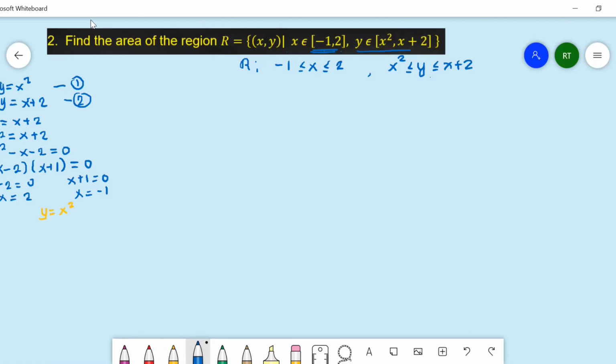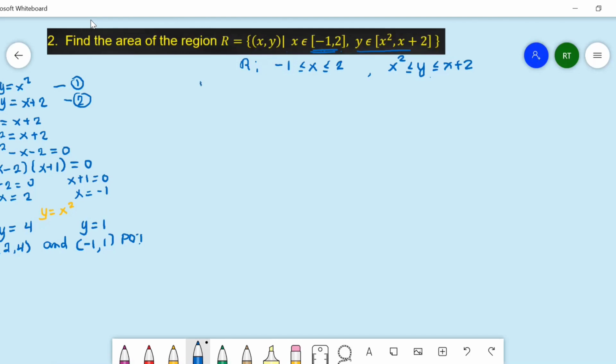Hence, to determine the corresponding value of y, when x is 2, y is 2 squared or 4. Therefore, we have a point of intersection at 2, 4. And when x is negative 1, then the corresponding value of y is negative 1 squared, which is positive 1. Another point of intersection at negative 1, positive 1. So these 2 points, 2, 4, and negative 1, 1 are the points of intersection of the two curves, y is equal to x squared and y is equal to x plus 2. Now, y is equal to x squared is a parabola opening upward with vertex at 0, 0.